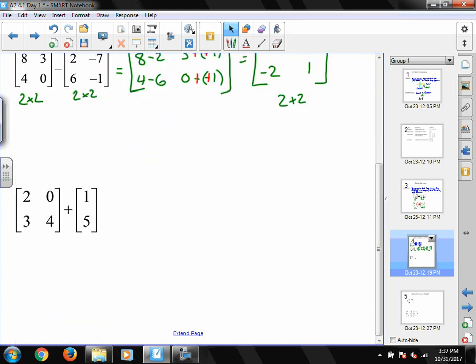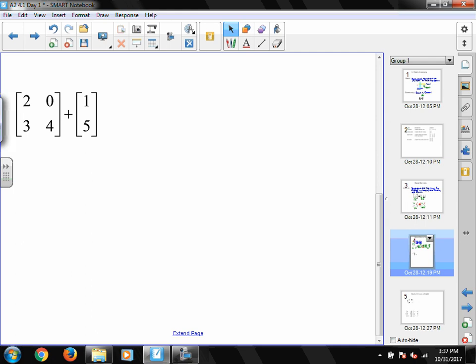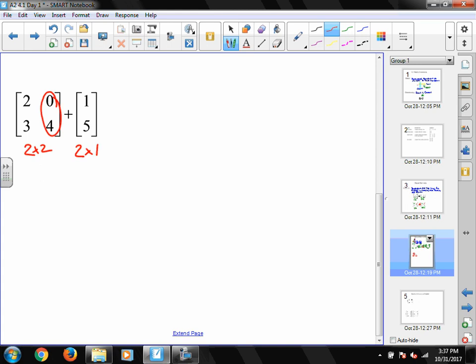The last one I want to look at here is, if I check my sizes again. This first one here is a 2 by 2, and my second one, I have 2 rows, 1 column. So if I'm going to add these, we would go term by term, but there's nothing for this 0 and this 4 to be added to. So these are not equal dimensions.